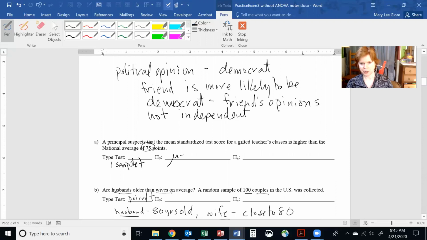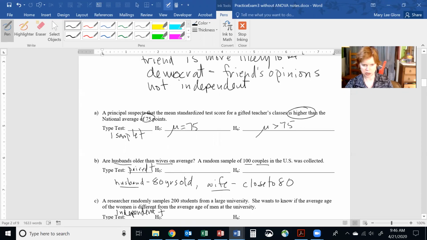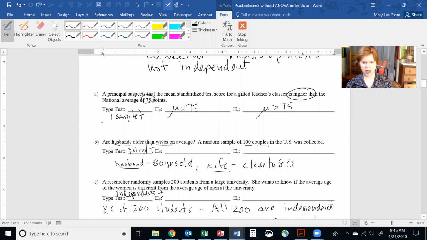Here we got mu equals 75, and so it's mu is greater than 75. By the way, I didn't finish these. All right, so for a paired test, this is about mu D. It's about the difference in the ages here. D stands for difference. And so we're testing if mu D is 0 versus if mu D is not 0. And then I look, and it says older than, so let's make this a greater than, where D is going to be the husband's age minus the wife's age.